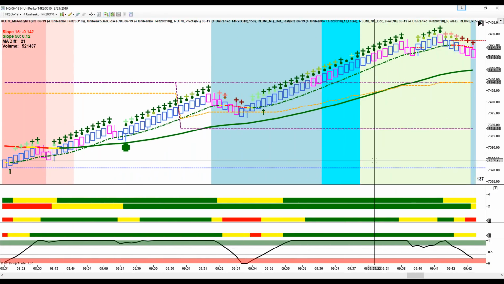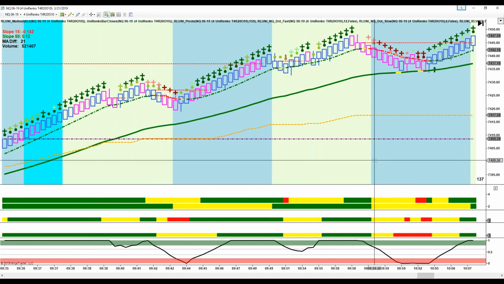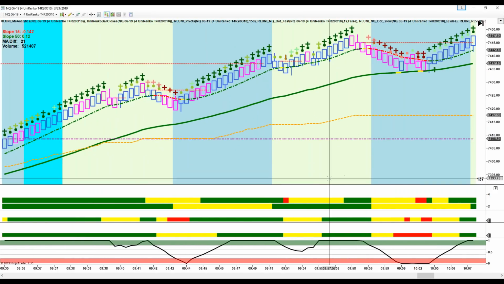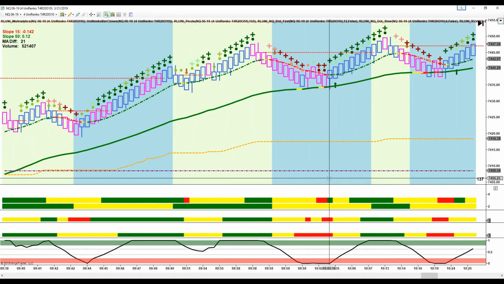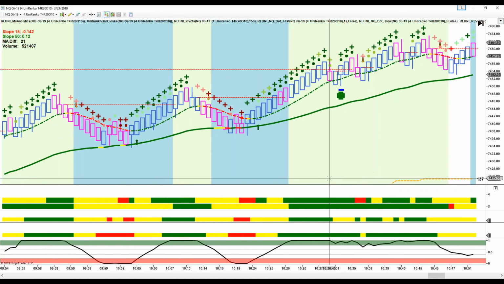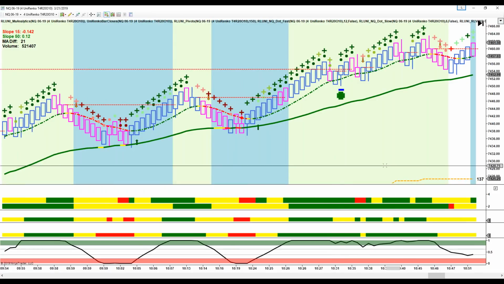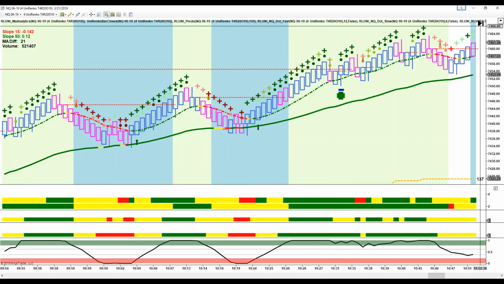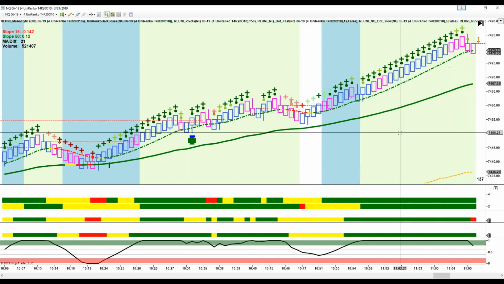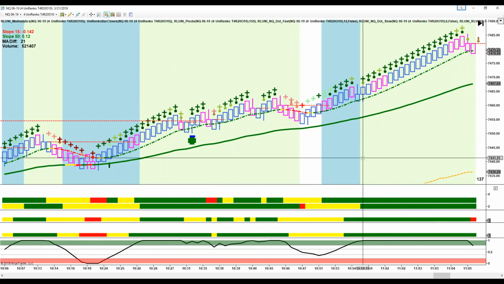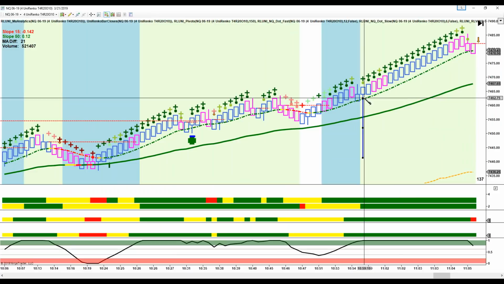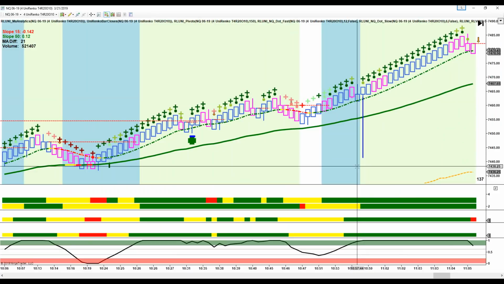Now, this morning, I'm trying to remember exactly where I took them. I had one loser on the NASDAQ, and I had 3 winners and 1 winner on crude. And I'll show you the crude. Well, I'm not going to show you the crude trade because it was a complex trade. Here's your perfect trade right here. There's another one.